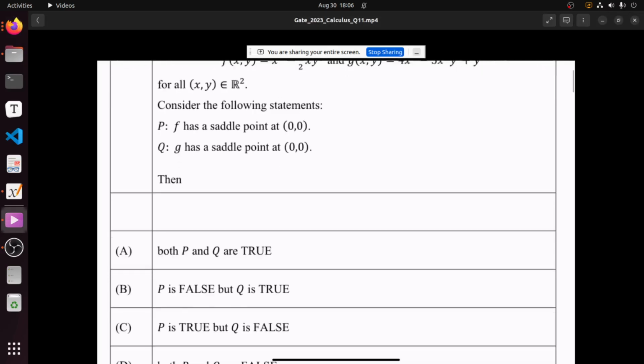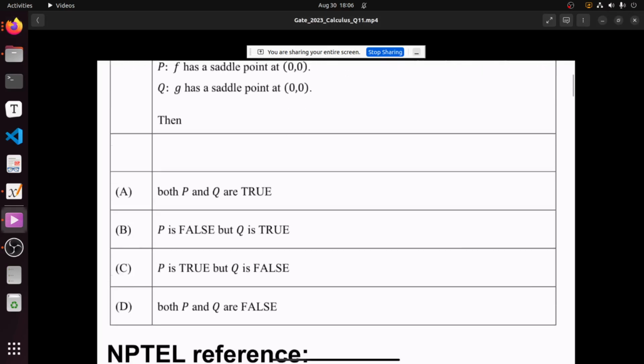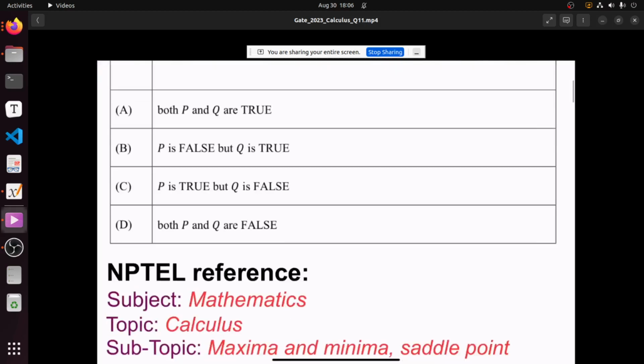Then we have these four options, and we have to check which one is correct. Option A is both P and Q are true. Option B is P is false but Q is true. Option C is P is true but Q is false. Option D is both P and Q are false. Okay, so let's solve this one.